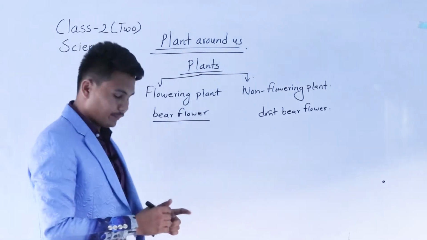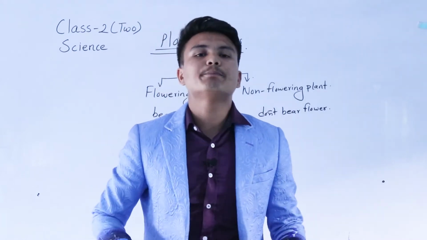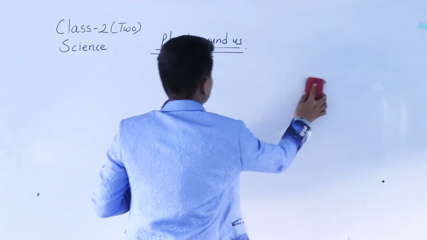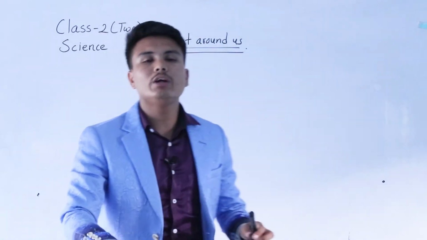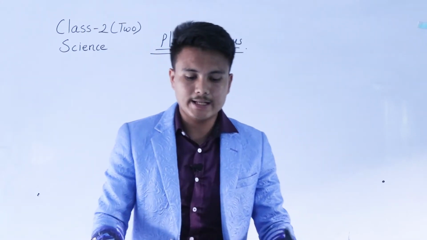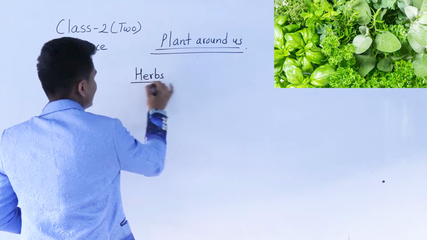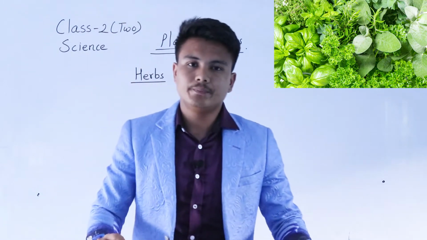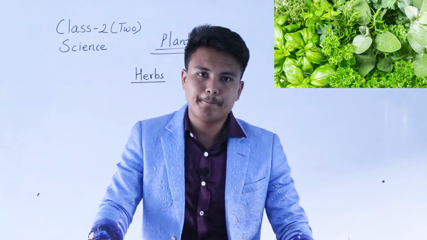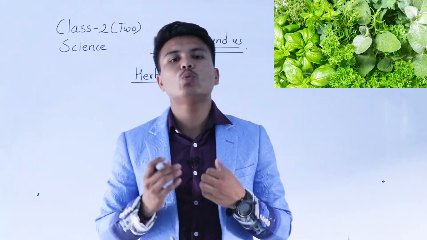Let's talk about the different types of plants according to their lifespan. According to their lifespan or nature, plants are categorized into three main groups, that is herbs, shrubs and trees. Let's talk about herbs first. What are herbs? Herbs are small plants. They have soft and weak stems.